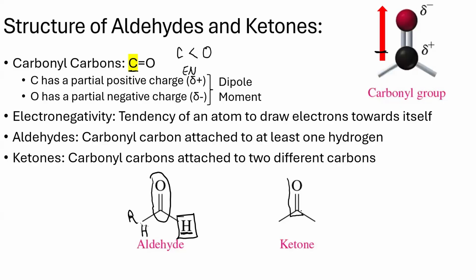For ketones, ketones are carbonyl carbons attached to two different carbons. So again, you have your carbonyl group, and then you have one R group and another R group. Now those R groups can be the same, they can also be different. But again, the main difference between aldehydes and ketones is that aldehydes are a carbonyl carbon attached to at least one hydrogen. Ketones are carbonyl carbons attached to two different carbons.